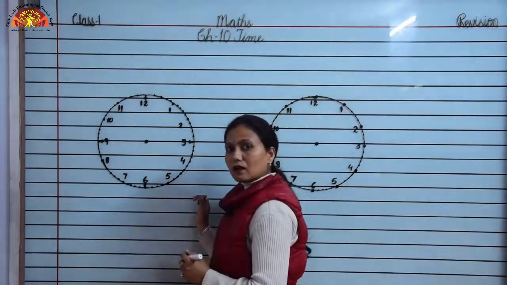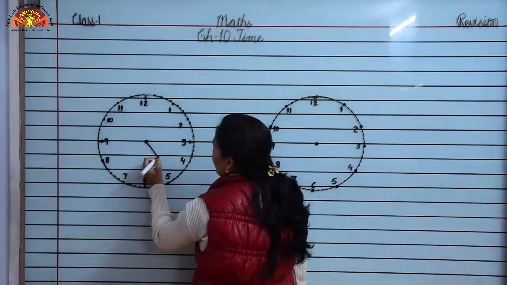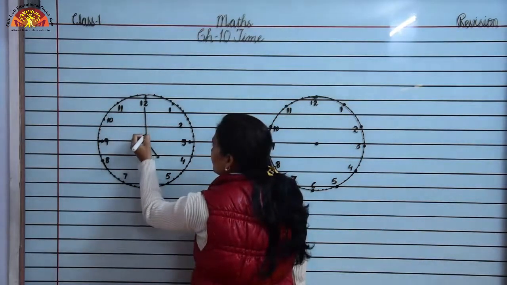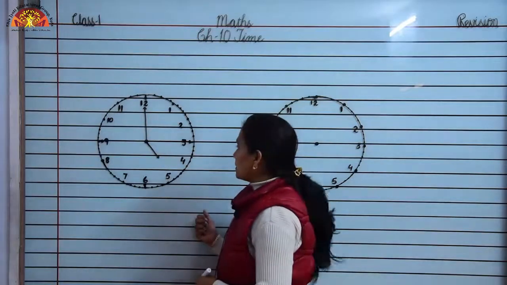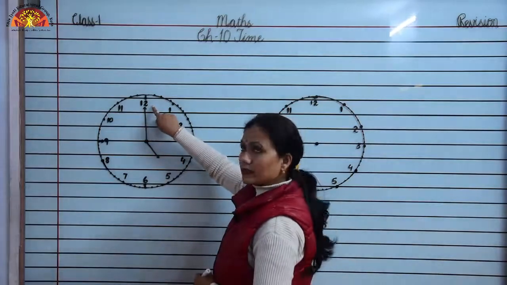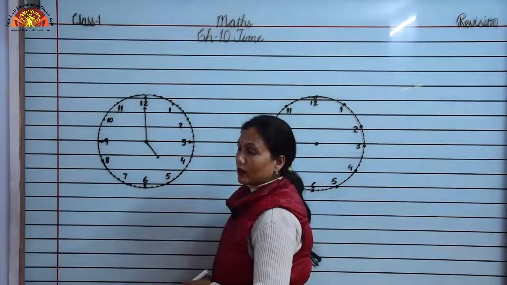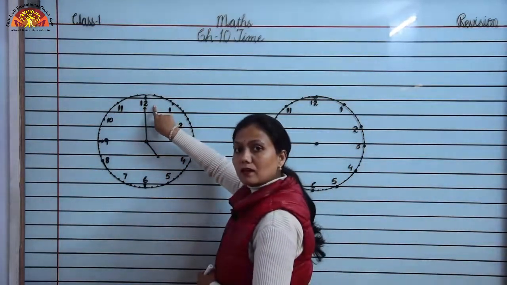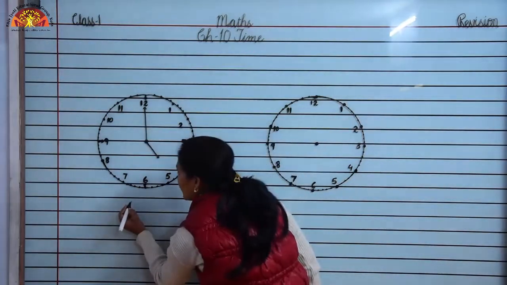So, this is a clock. Our hour hand is at 5 and minute hand is at 12. Now, what is the time here? You can see hour hand is at 5 and minute hand is at 12. So, we can say that it is 5 o'clock. And remember one thing, when the minute hand is at 12, we say 00 minutes, right? So, how we will write this?